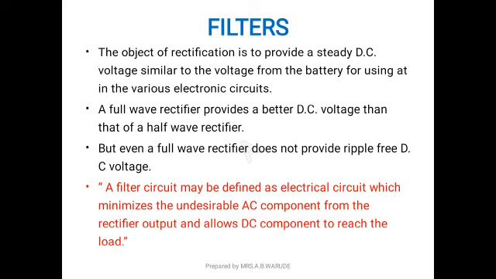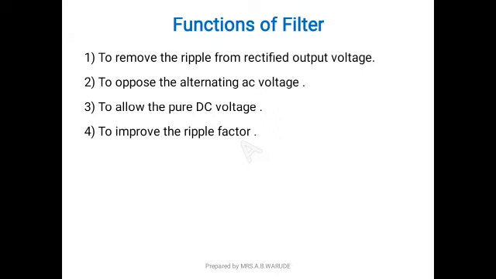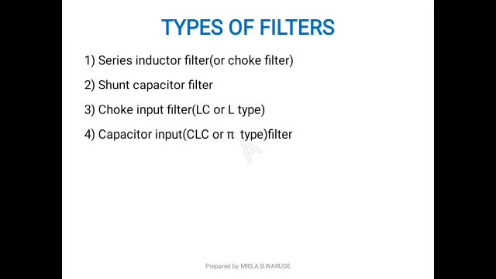And there are some functions of a filter. First function is to remove the ripple from the rectified output voltage, that means to remove the AC component from the output voltage. Second is to oppose the alternating AC voltage. Third is to allow the pure DC voltage. And fourth is to improve the ripple factor.